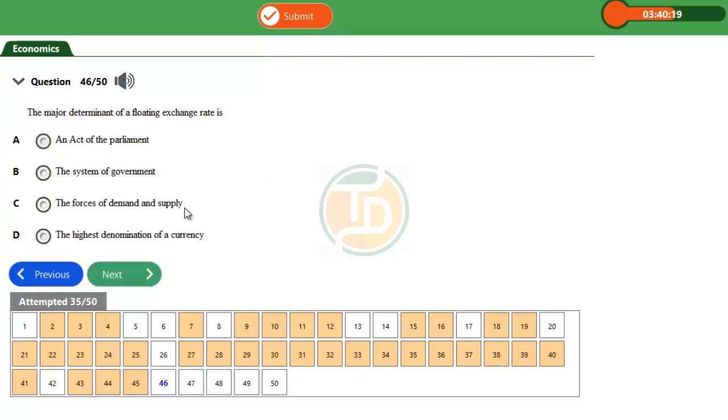It is wrong. The correct option is option C, which is the forces of demand and supply. So the major determinant of a floating exchange rate is the forces of demand and supply, which will give a country's currency either appreciation or depreciation. The correct option is C.